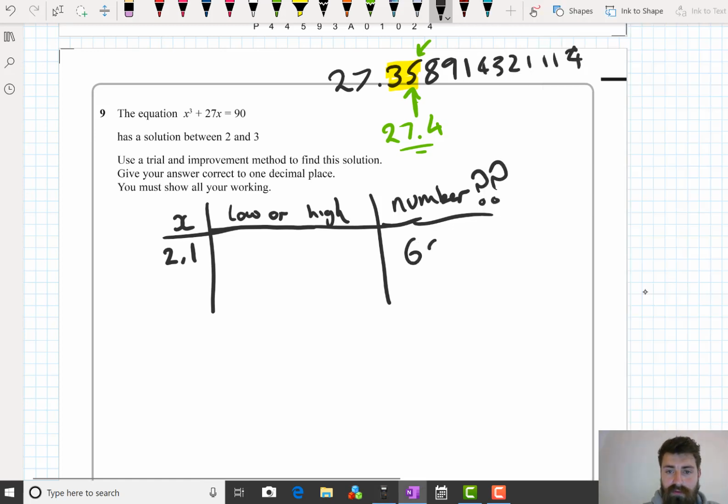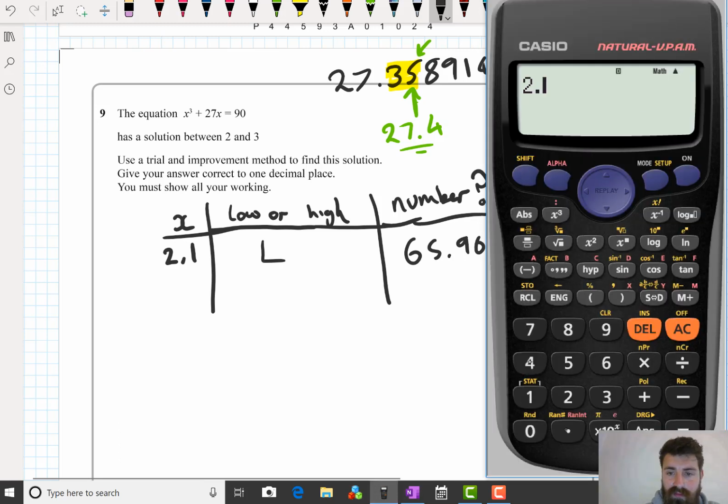$65.961, which is clearly much smaller than that. It's well too low. Let's go for 2.4. I want to go a bit higher. Oh, why did I do that? Again, I just cleared the calculator. Little trick here: press answer equals. That was the answer. If I press up here, it pulls up my previous calculation. That's so much easier, because now I'm just going to press left and go back in. I'm going to put 2.4 in, like I said. 2.4.